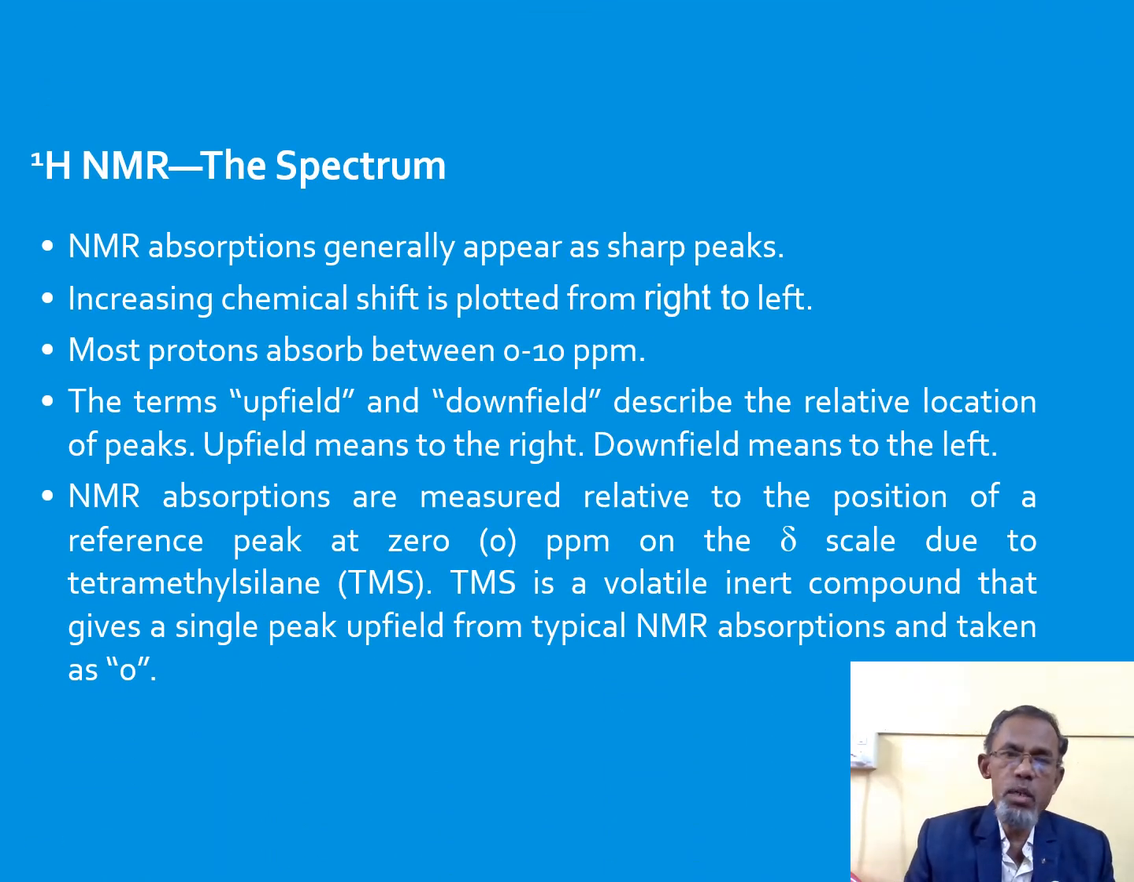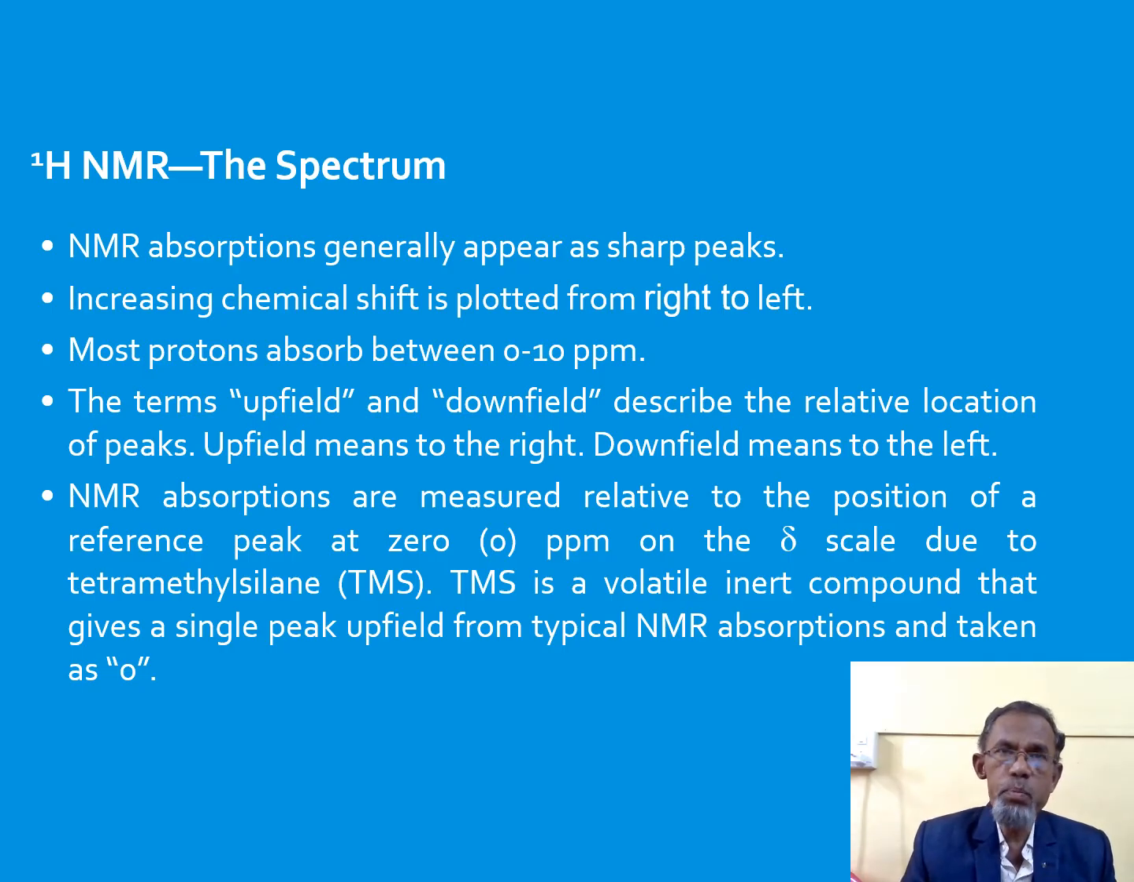With reference to the spectrum which I projected, I wanted to say that NMR absorptions generally appear as sharp peaks, and increasing chemical shift is plotted from right to left. What does it mean? Increasing chemical shift is plotted from right to left, but the ppm values start from 1 to 10, that is from right to left, and most protons absorb between 0 to 10 ppm. This is with reference to the proton NMR.